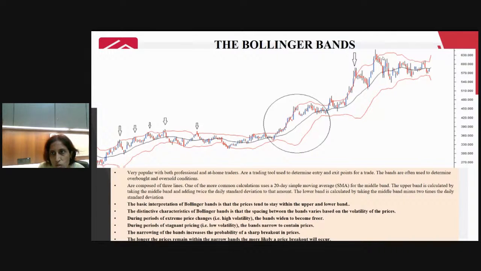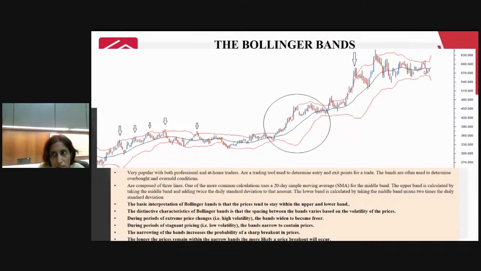So here, as you can see, the band width has increased, so it is indicating very high volatility. Whereas if the band is shrinking, it means that the volatility has reduced considerably. So one way of interpreting the Bollinger Bands is to look at the volatility. If the bands are very wide, then it indicates that the market is very, very volatile.